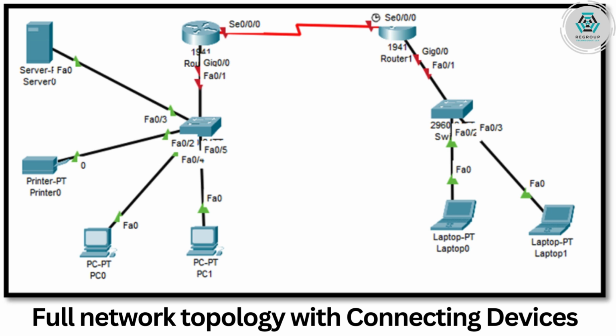2. Connecting devices. Selecting the connection tool: click on the connections icon in the toolbar, which resembles a lightning bolt. Choosing the cable type: select the appropriate cable type for your connection. For example, use a copper straight-through cable to connect a PC to a switch or router. Making connections: click on the first device, select the port, then click on the second device and select the corresponding port. This will establish a connection between the two devices.